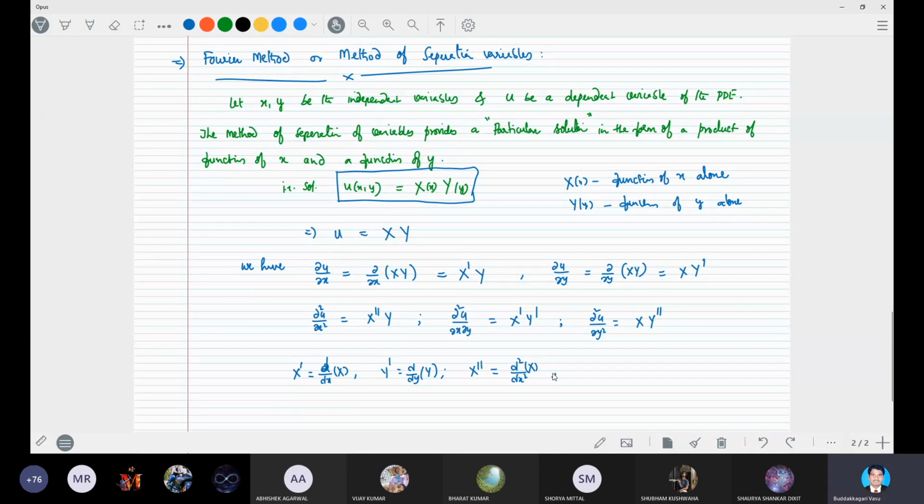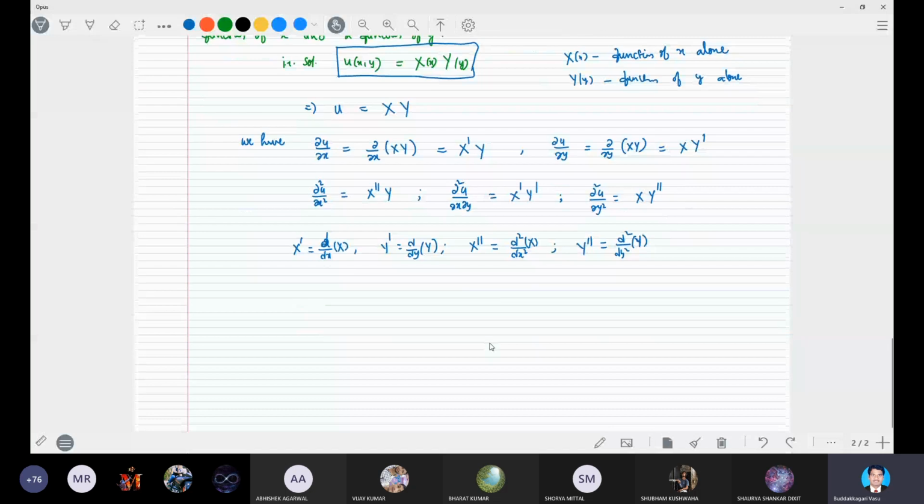d by dx of d by dx is d square by dx square of X. Y double dash is equal to d square by dy square of Y. Capital Y, this is small y, right? So like that we can separate the variables.